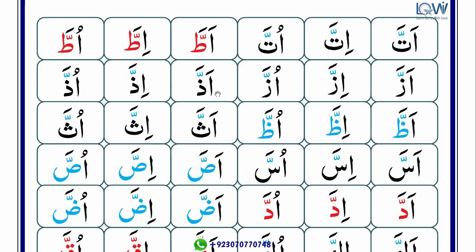Next line, we will read this line without spelling. And remember one thing, za is a superior letter, so za will be read with a whistle sound as well as with a hard sound, because za is a superior letter. Dal will be read with a soft sound and without making a whistle sound. That is the difference between za and dal. So let's read this line without spelling. Azza, izza, uzza. And dal will be read without whistle sound. Adha, idha, udha.